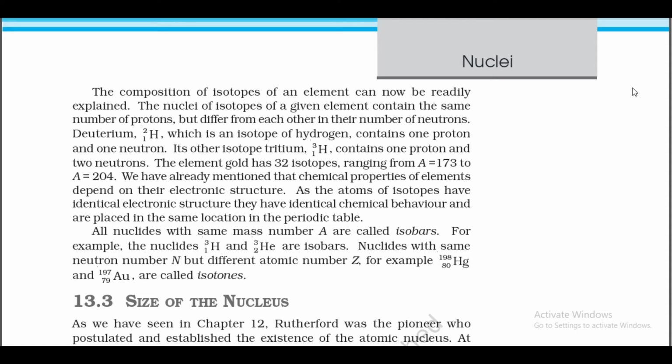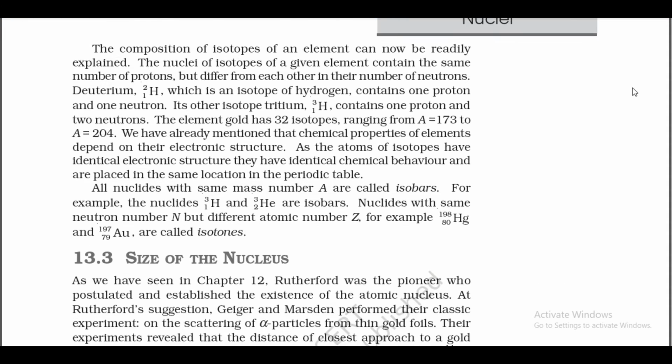All nuclides with the same mass number A are called isobars. For example, the nuclides 1H3 and 2He3 are isobars. Nuclides with the same neutron number N but different atomic number Z, for example 80Hg198 and 79Au197, are called isotones.